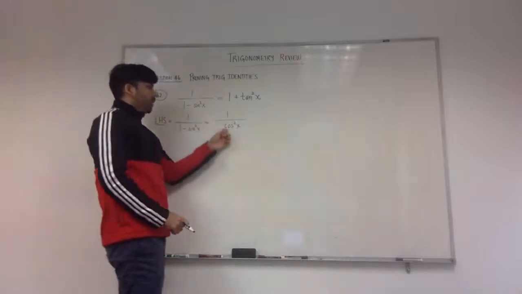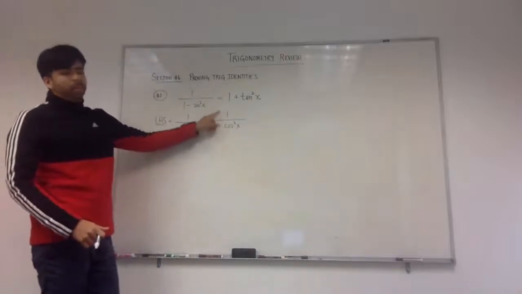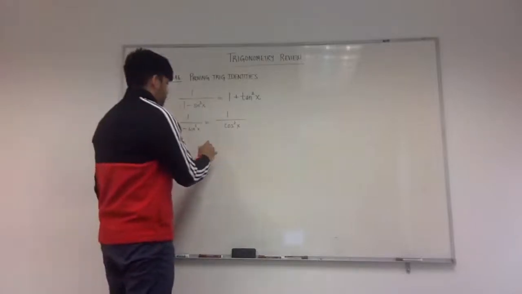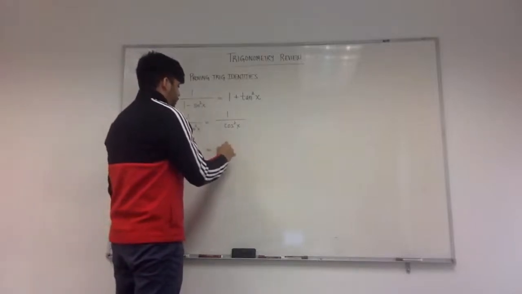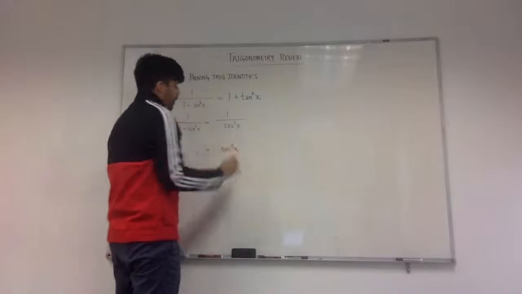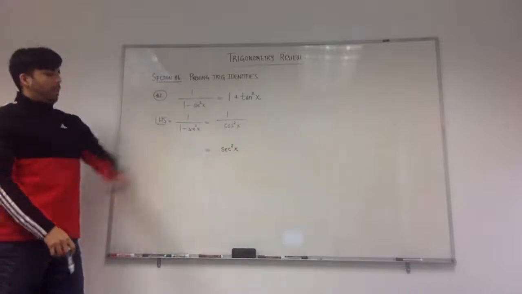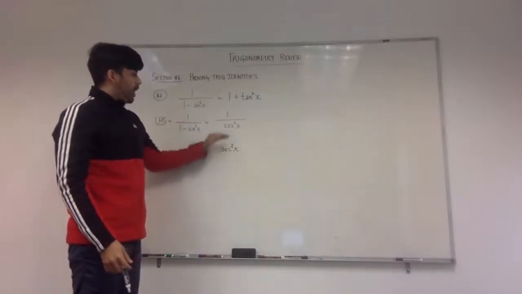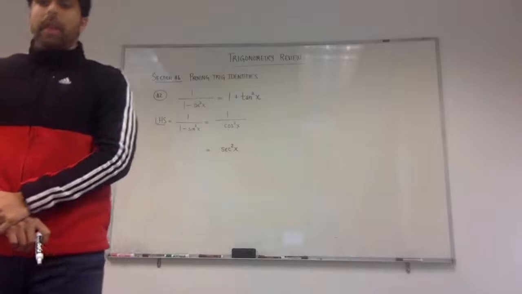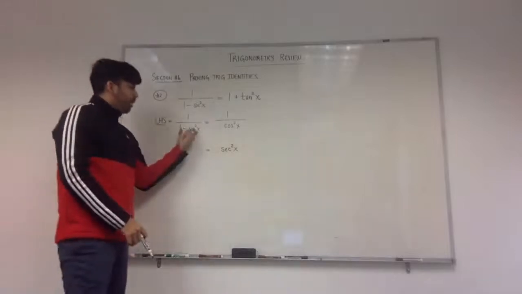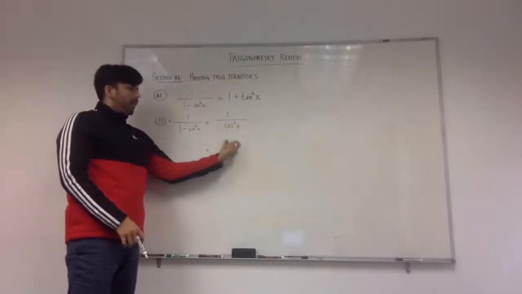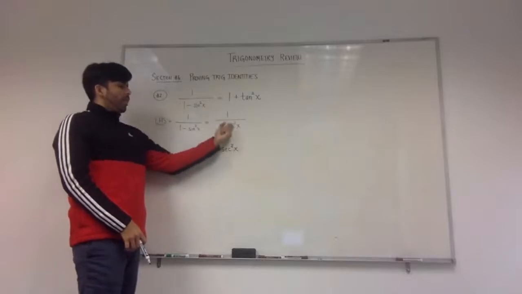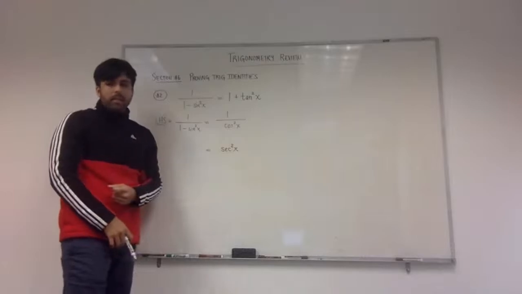Now, 1 over cosine squared x, this is a reciprocal of cosine. And the reciprocal of cosine is secant squared x. Right? This goes from here to here. So every step I'm taking is a good step. It's a step where I'm just replacing with something that's equivalent. So 1 minus sine squared x is cosine squared x. 1 over cosine squared x is secant squared x.